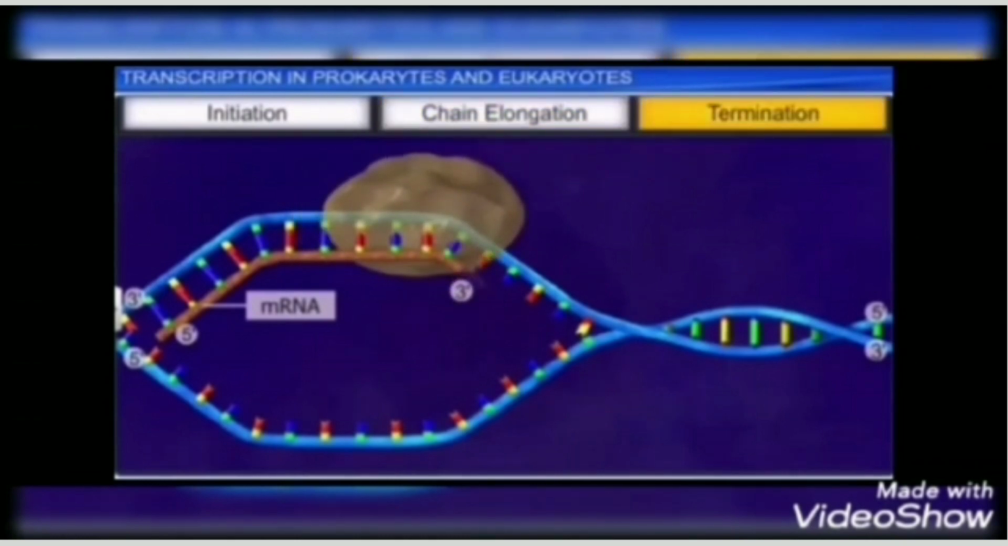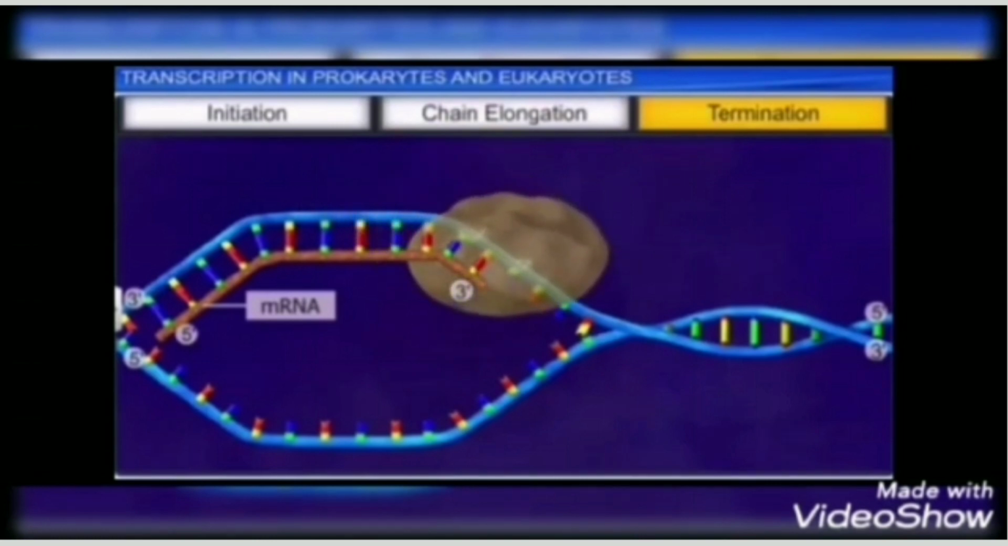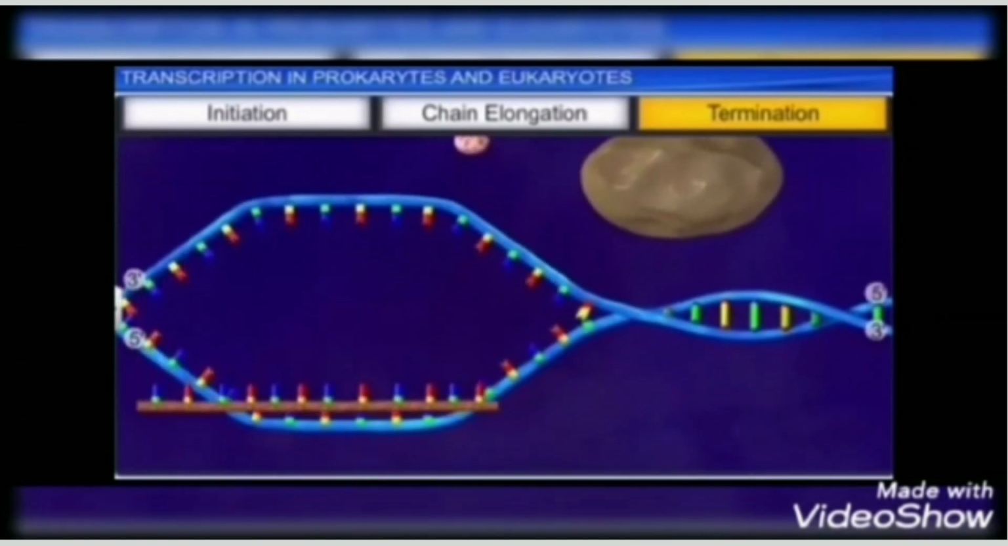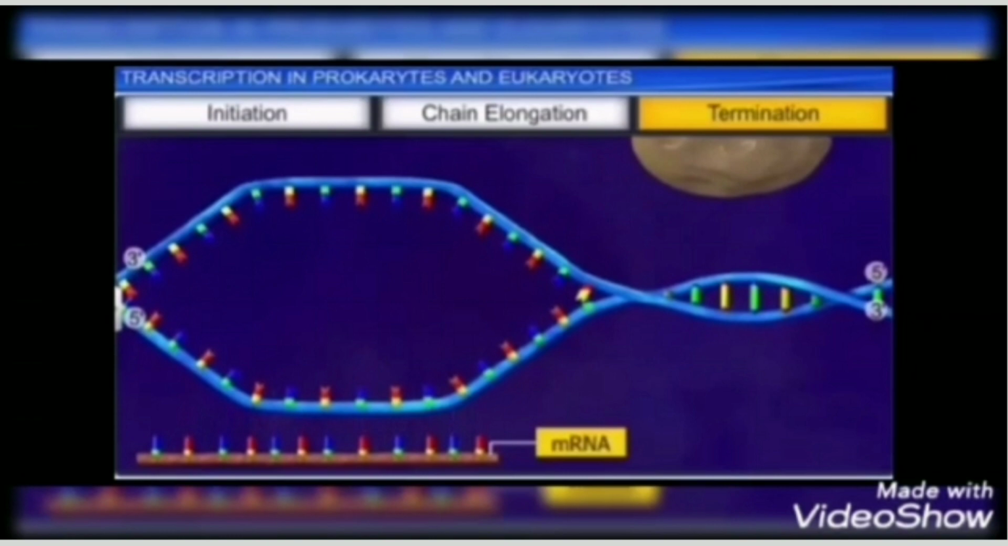reused. Termination. Once the RNA polymerase reaches the terminator region, the newly created mRNA along with RNA polymerase and also termination factor or Rho factor falls off. This results in termination of transcription.